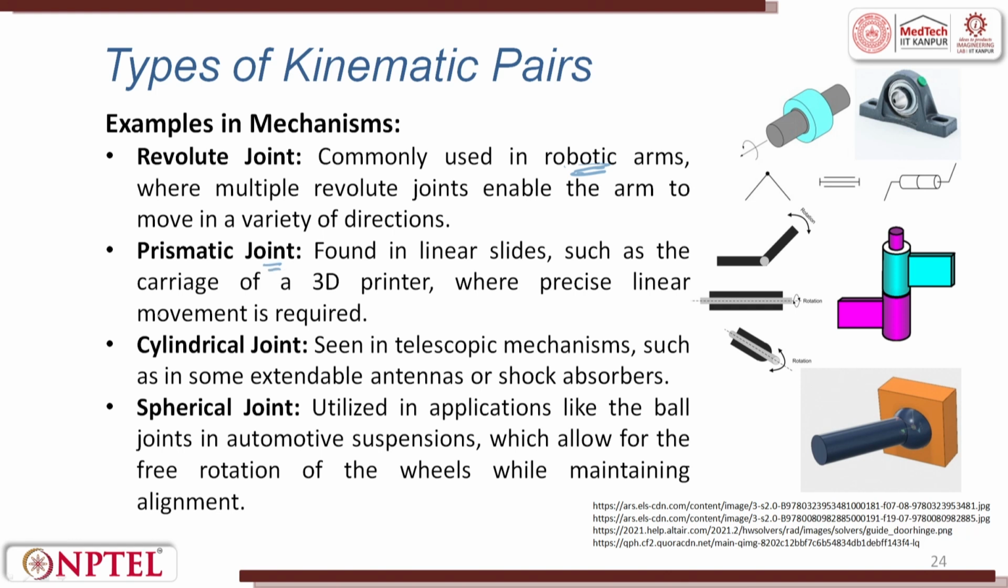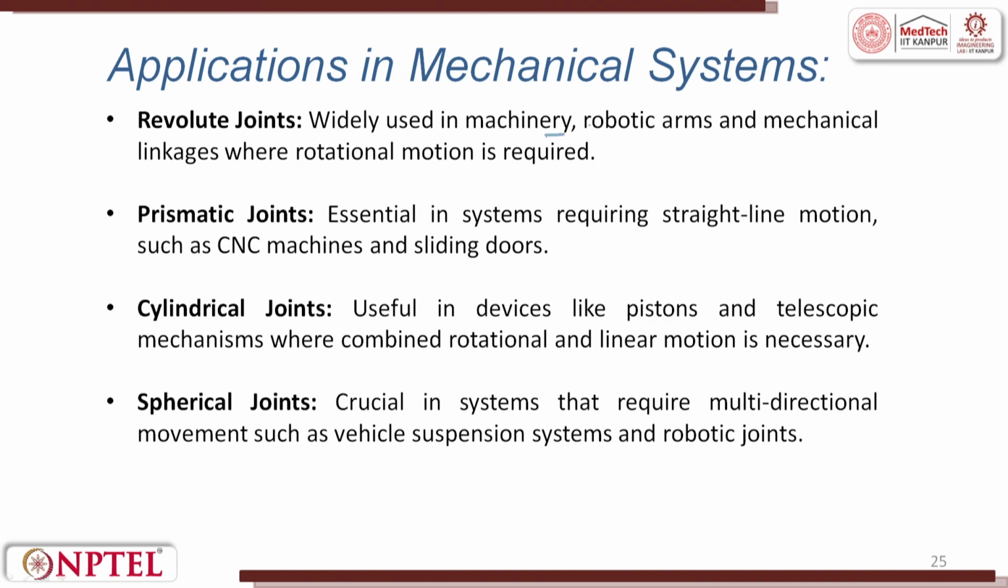with multiple revolute joints enables the arm to move in various ways. Then prismatic joints, as in a 3D printer where precise linear movement is required. Cylindrical joints can be used in telescopic mechanisms like shock absorbers. Then spherical joints are used in your joystick or in your arm. There can be a ball and then you can rotate it. Revolute joints are widely used in machineries and robotic arms. Prismatic joints are used in CNC machines and sliding doors. Cylindrical joints are used in pistons and telescopic mechanisms like shock absorbers. Spherical joints are used for multi-direction movement in a vehicle suspension system or in robotic joints.